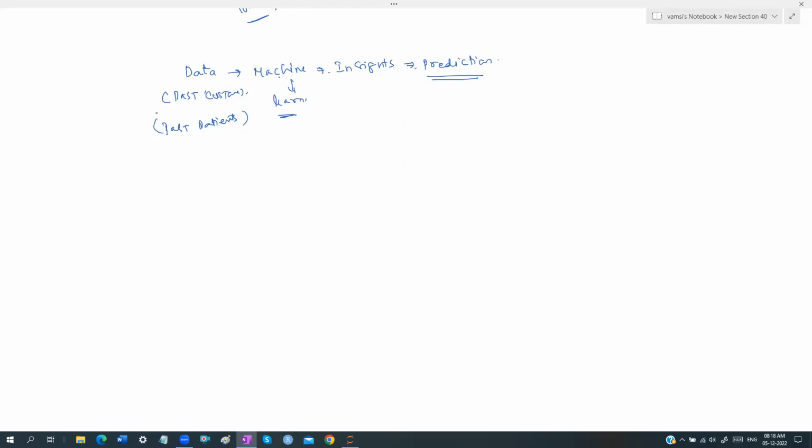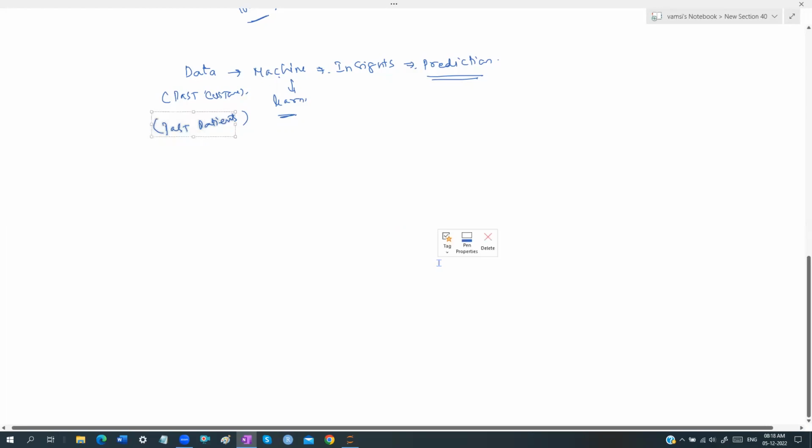So many examples we can talk about, guys. There are so many examples. We'll talk about all the use cases later in the applications. But the main important thing is, if machines learn automatically from the data by themselves, then what is our work here, guys?